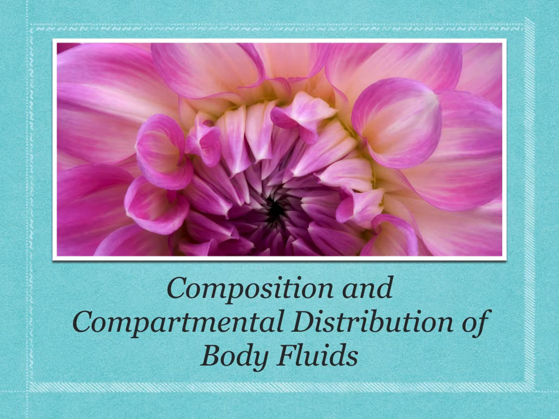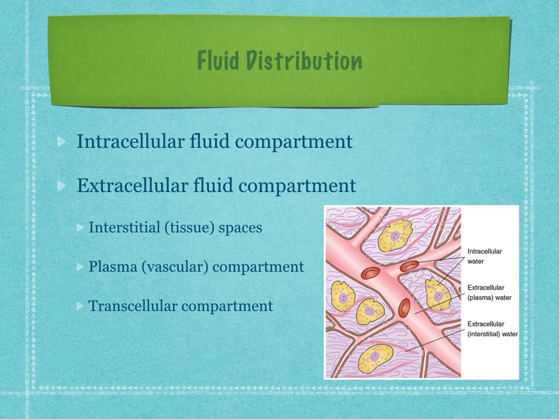We'll start out talking about the composition and compartmental distribution of body fluids. The intracellular fluid compartment contains about 2/3 of the water of the body. It contains almost no calcium, small amounts of sodium, chloride, bicarbonate, and phosphorus, and moderate amounts of magnesium. However, potassium in particular is 28 times more concentrated in the cells than it is in the blood.